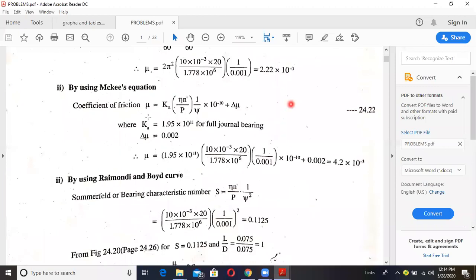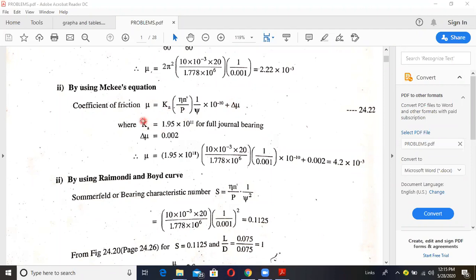So we know the formula. The coefficient of friction based upon Mackey's equation: mu is equal to Ka into eta n dash by P, n dash by P into 1 by xi into 10 to the power of minus 10 plus delta mu. So this is the formula we are going to use to calculate mu based upon Mackey's equation. Here there are two unknowns: one is Ka and another one is delta mu.